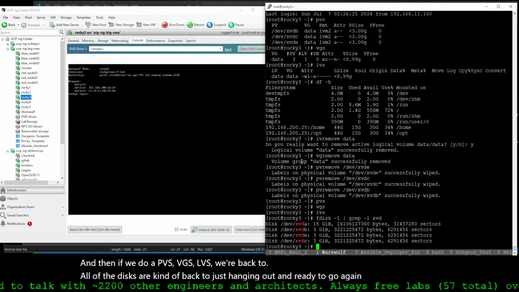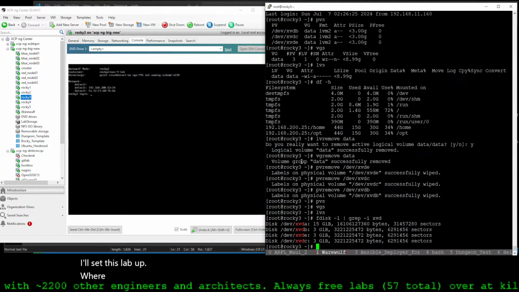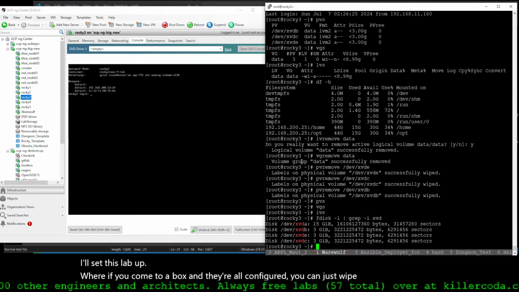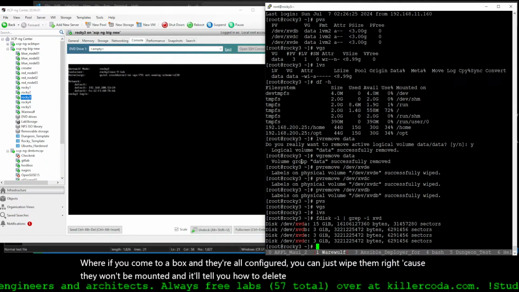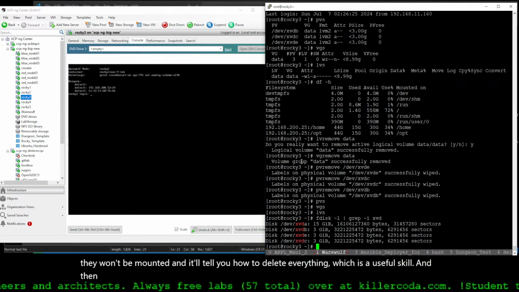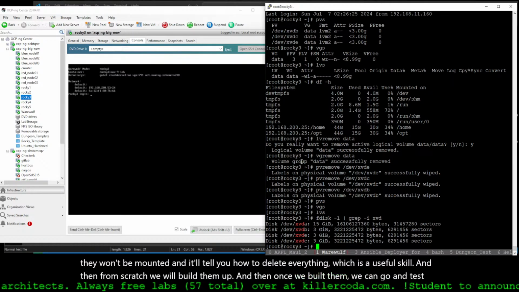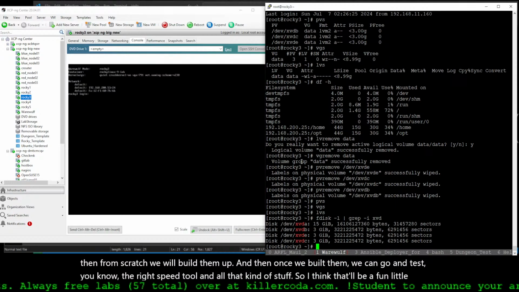So what I'll do is I'll set this lab up where if you come to a box and they're all configured, you can just wipe them, right? Because they won't be mounted. And it'll tell you how to delete everything, which is a useful skill. And then from scratch, we will build them up. And then once we've built them, we can go and test the right speed to them and all that kind of stuff. So I think that'll be a fun little practice thing for everybody.